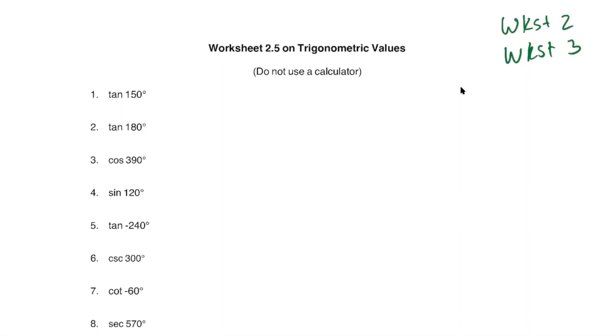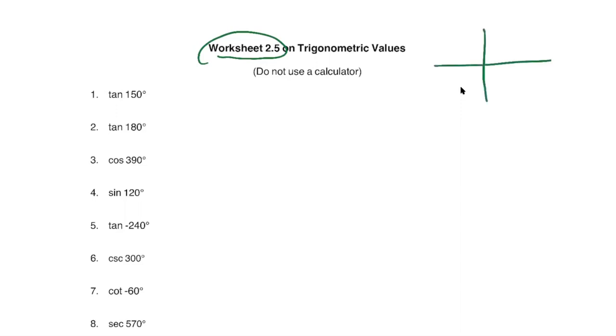And I'll post on the assignments exactly what you should do. So I'll work worksheet 2.5 and then you do worksheet 2, which will be posted on assignments. And just ignore worksheet 3 for now. We'll use it eventually. All right, for tangent of 150, number 1, I'll go to 150 degrees and always go to the closest x-axis for your reference angle.